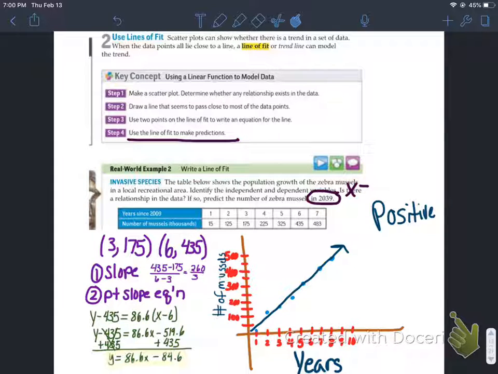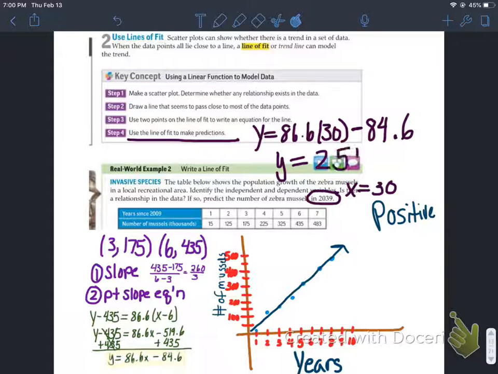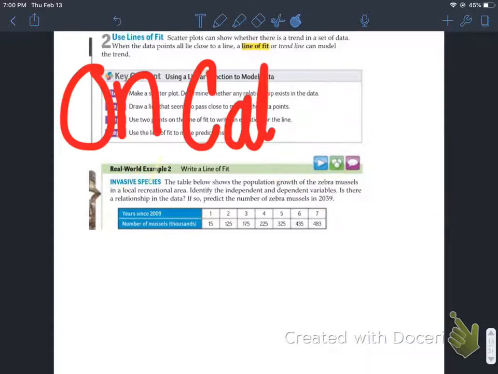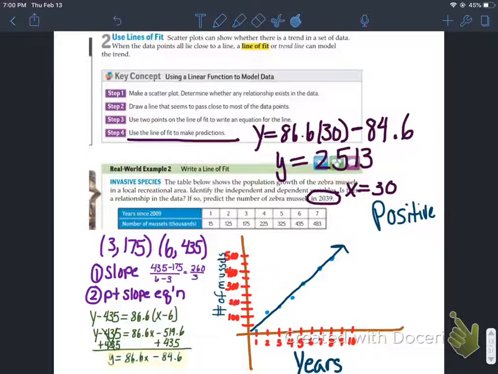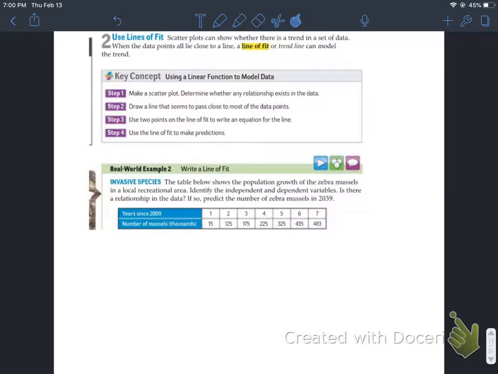Then it asks us to make a prediction. So when I make a prediction, I looked at what it said: predict the number of zebra mussels in 2039. My table says years since 2009, so x has to equal 30. And then I plug 30 in for x, and I should get, let's back that up, 2513.4.